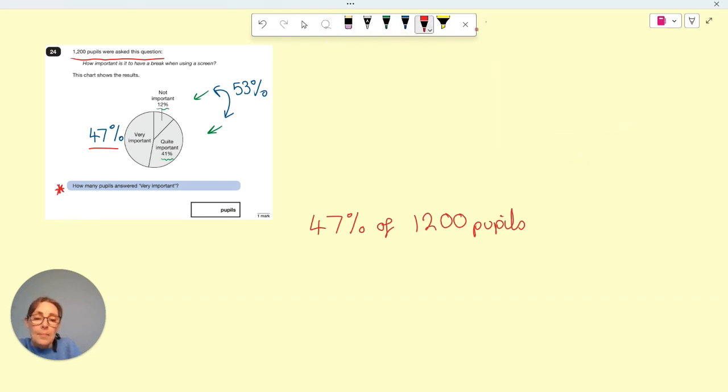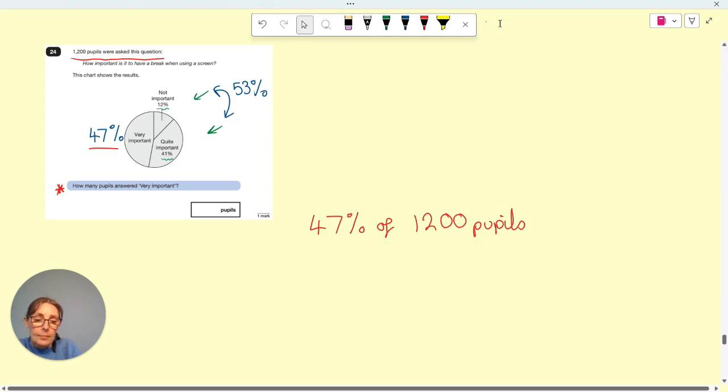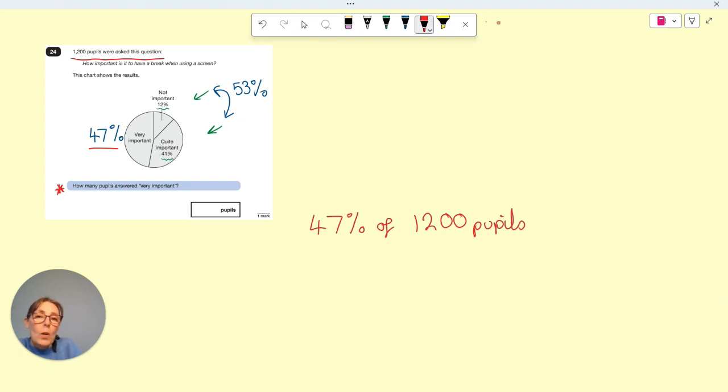Okay. So 100% is 1,200 pupils. So 50% and possibly 10% might help us, and 1% might help us. So let's find out some of these facts. So 50% is half of 100%. So half of 12 is 6, so it's 600 pupils.